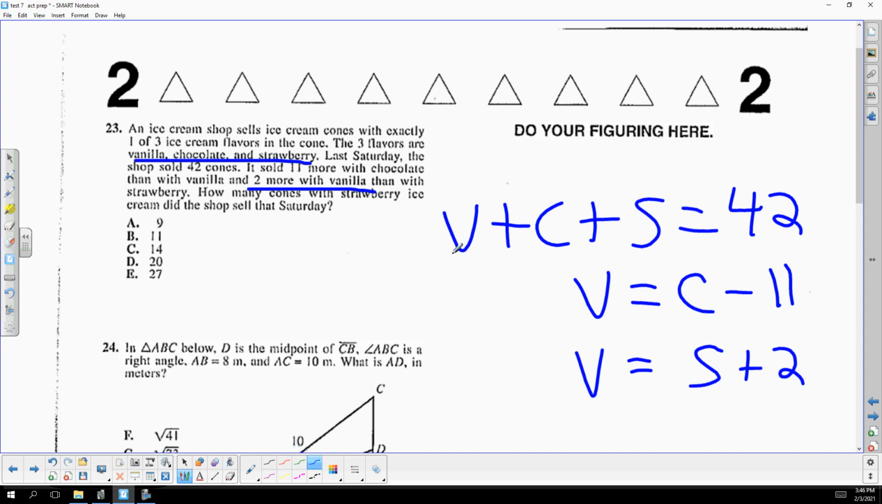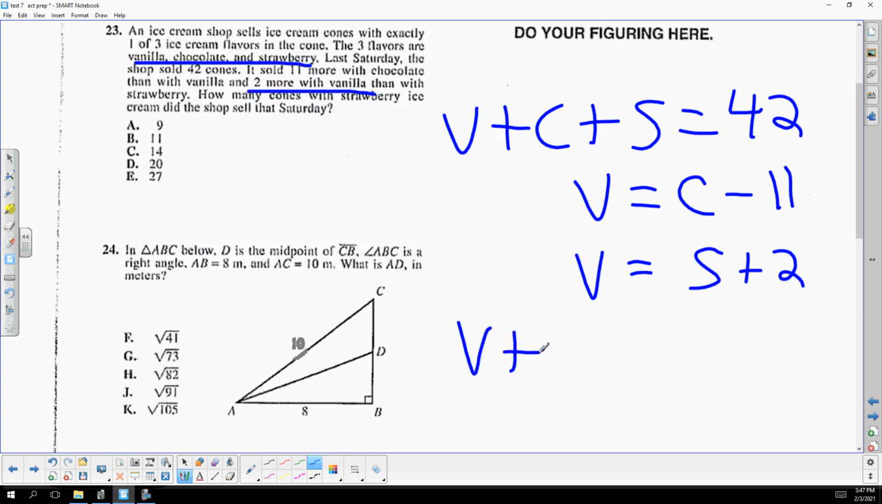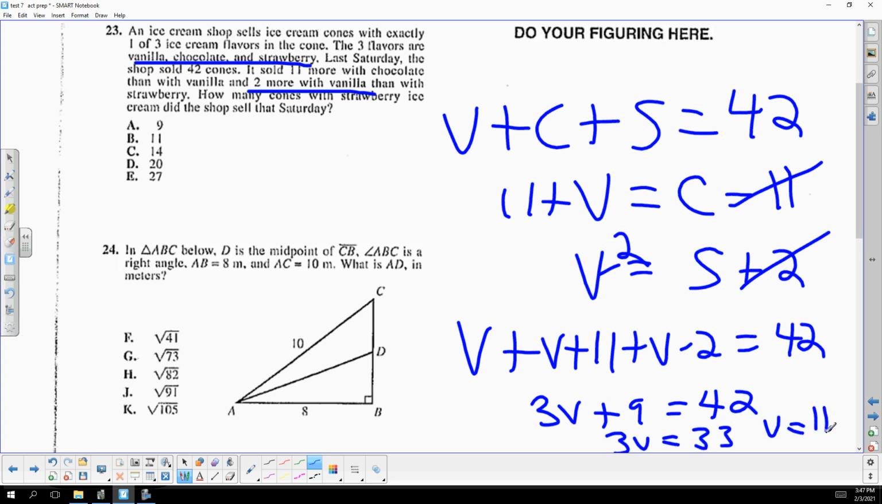So we have an expression for V for all 3 of these. I have to switch it. So the first one, V is itself. C is V plus 11. And S is V minus 2. So that's 3V plus 9 is 42. 3V is 33. V is 11. But careful, they want strawberry. So strawberry's going to end up being 9 because they sold 2 more, you see.